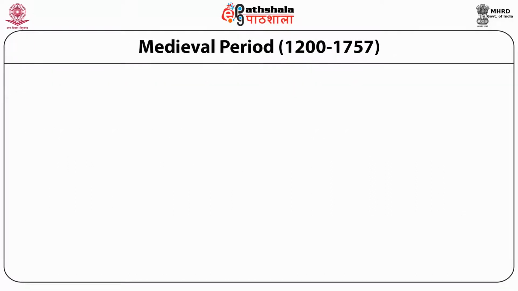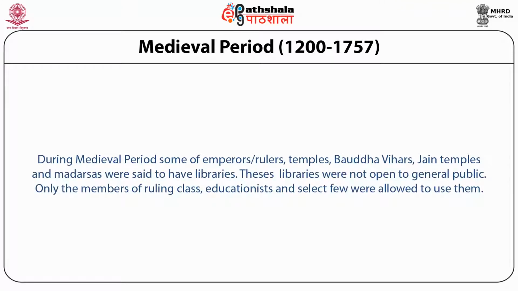Medieval period, between 1200 and 1757 AD. During the medieval period, some of the emperors, rulers, temples, Buddha vihars, Jain temples, and madrasas were said to have libraries. These libraries were not open to the general public. Only the members of the ruling class, educationists, and a select few were allowed to use them.